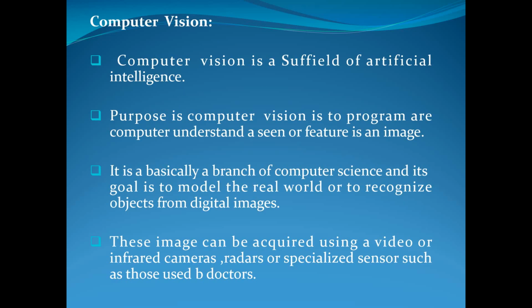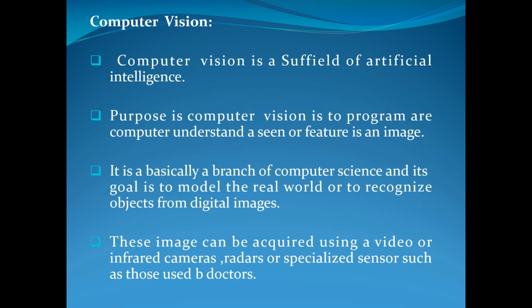Computer vision is a subfield of artificial intelligence. So what is the purpose of computer vision? The purpose of computer vision is to program a computer to understand a scene or feature in an image. Computer vision is basically a branch of computer science. Its goal or objective is to model the real world or to recognize objects from digital images. These images can be acquired using video or infrared cameras, radars or specialized sensors that are used by doctors.